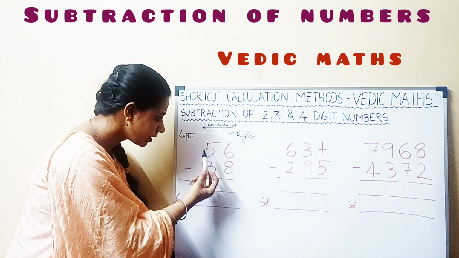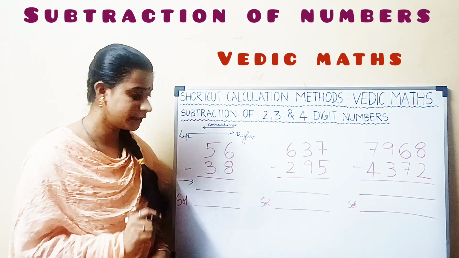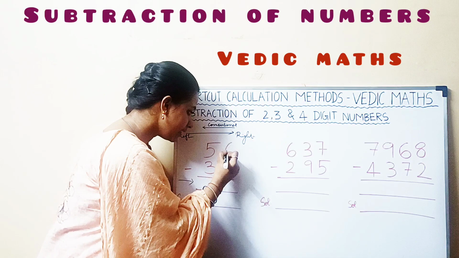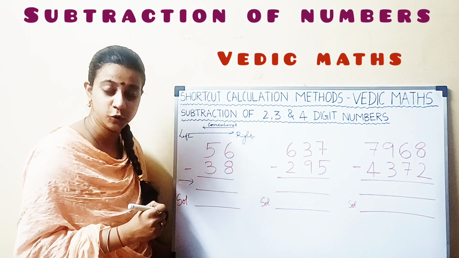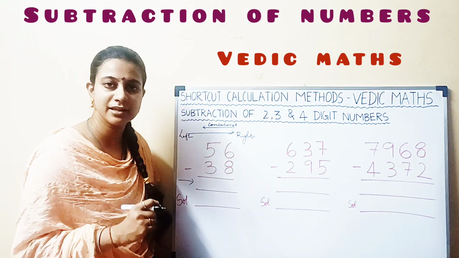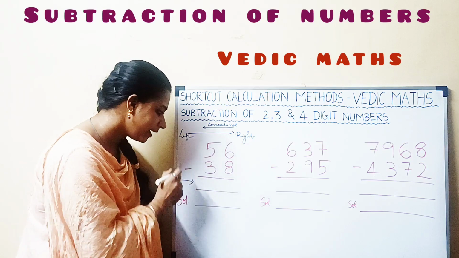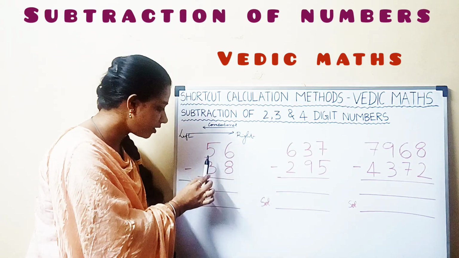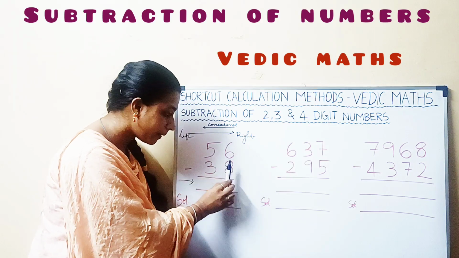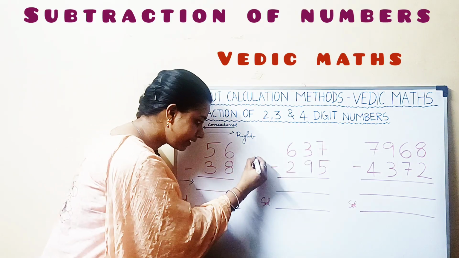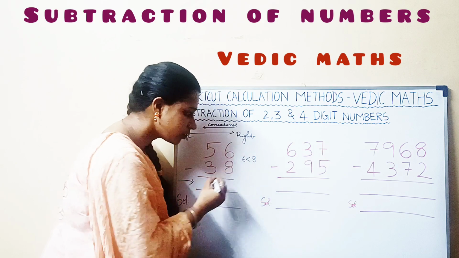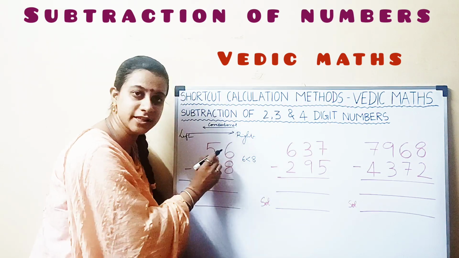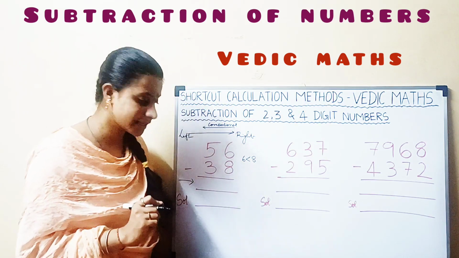Now let's proceed. Whenever we use this method, we have to keep seeing the next column numbers also, like whether it is subtractable or not. Here, we can subtract 3 from 5, because 3 is lesser than 5. But here, 8 is greater than 6, so we cannot subtract 8 from 6. Whenever this case arises, what should we do?